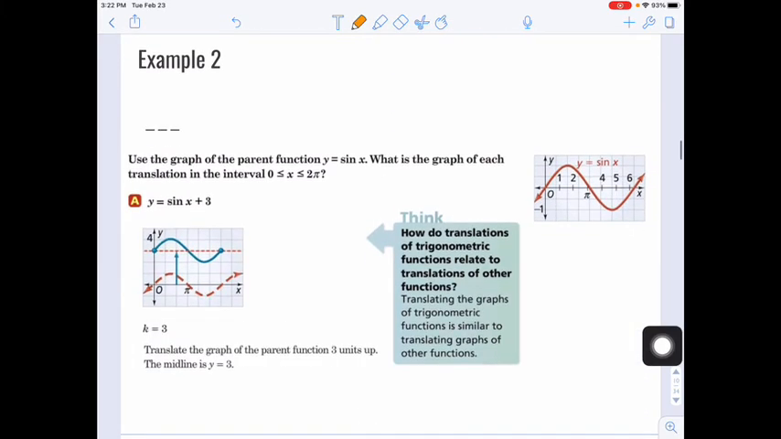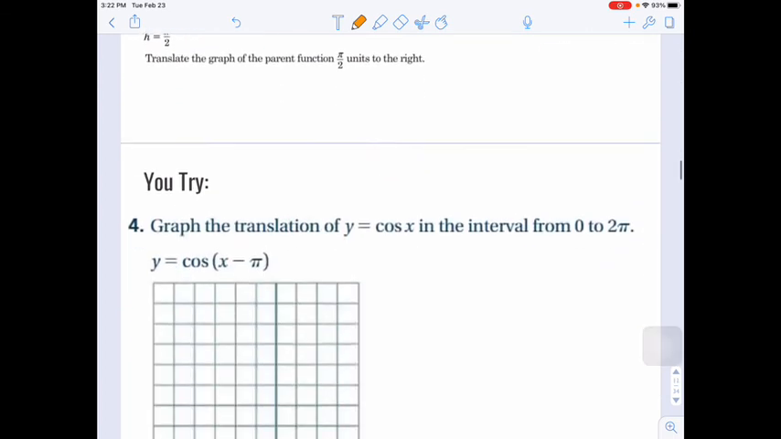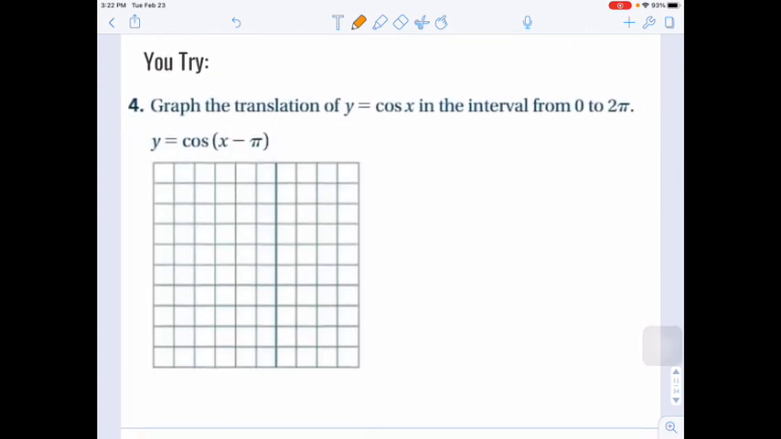The work for this problem is written out on the next 2 slides. And now I would like you to try number 4. Graph the translation of y equals cosine of x in the interval from 0 to 2 pi. y equals cosine of x minus pi.